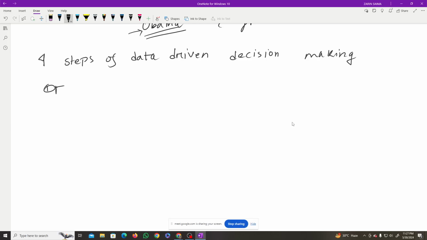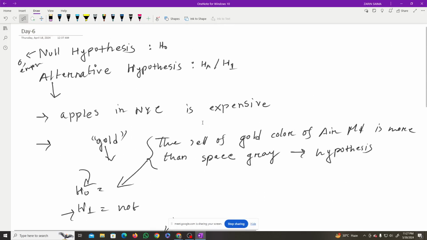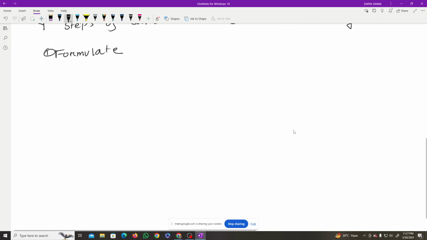One is formulate hypothesis. You have to formulate the correct hypothesis. Such in this case, we see there were many statements. There was a lot of statement that was not a hypothesis. Formulate a hypothesis.